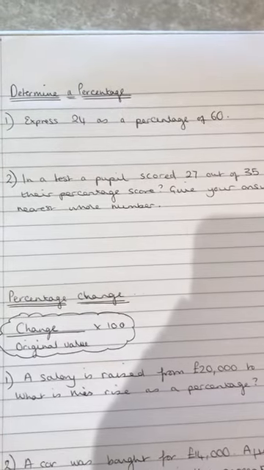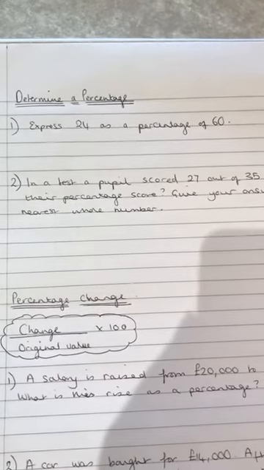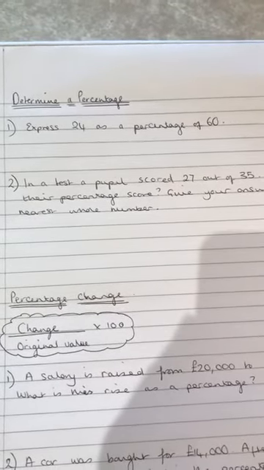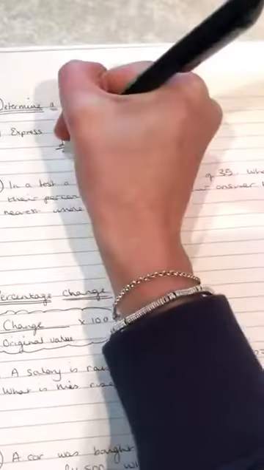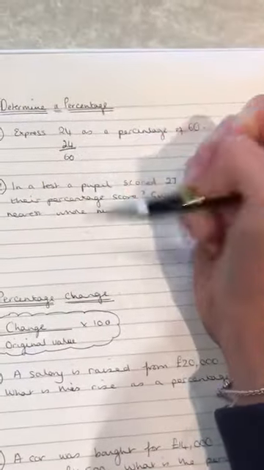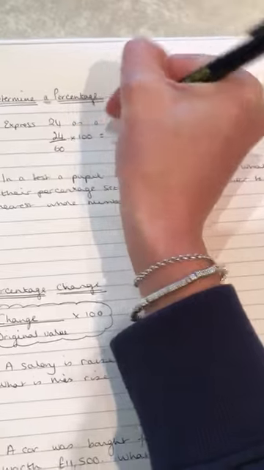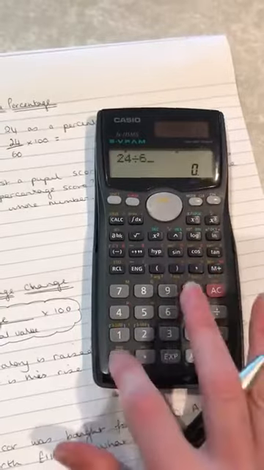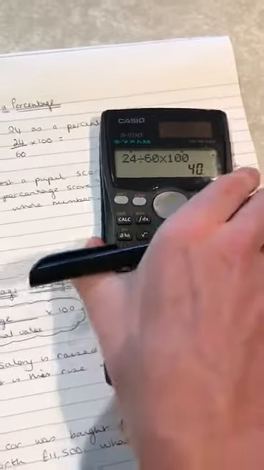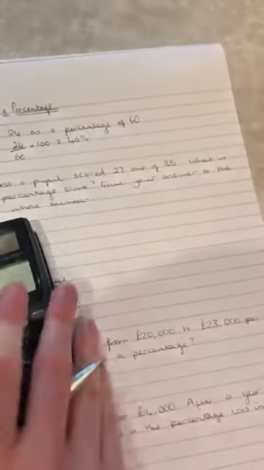Express 24 as a percentage of 60. What that means is if you had, say, 24 out of 60 in a test, what would be your percentage? So we always start with what we have, which in this case is 24, over the total, which in this case would be 60. Now when we write this as over, that represents divide, but then we need to times this by 100. Can do this on a calculator. So we do 24 divided by 60 times by 100, which is 40, and that's your answer. Now remember, this is determining the percentage, so make sure you include your percentage sign at the end.